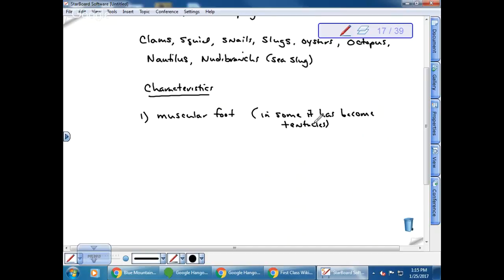Okay, so it has a muscular foot. In some, it has become the tentacles. The other characteristic that all these organisms have is a mantle. A mantle is a tissue that secretes a shell.